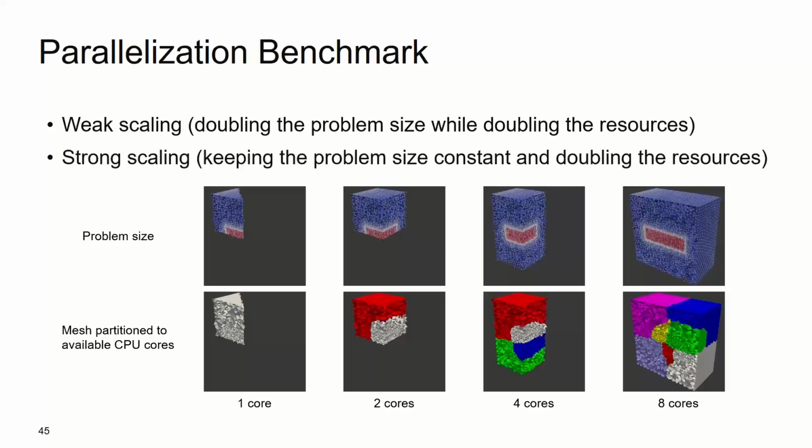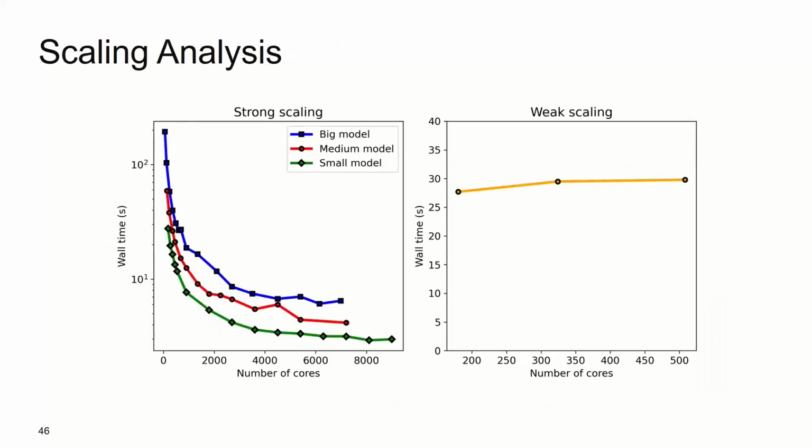Then there is another one called strong scaling, in which we keep the problem size constant and just double the resources. We expect that when we provide more resources, for example double the resources, we can have a great reduction in the computational time. So this is the type of output of strong and weak scaling.